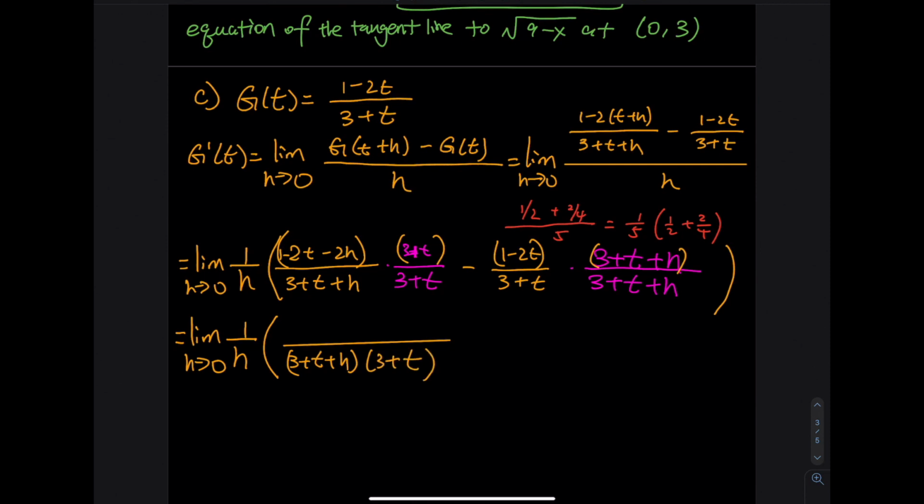The top, fully open up everything. So we have 3 plus t, all right, minus 6t minus 2t squared minus 6h minus 2ht. A lot of algebra, be careful. And then minus. How do I get this minus? This minus will carry over down here.